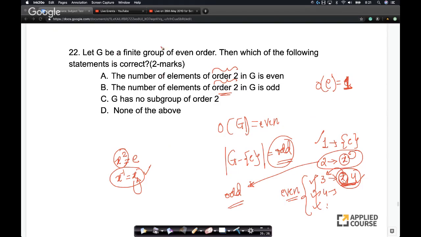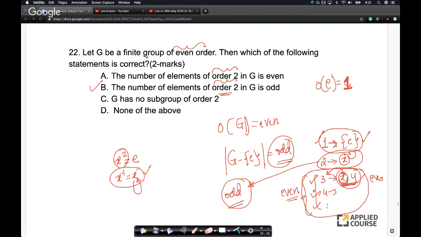Now, we have said that the group has even order. One element is already taken out because of the identity. All these elements, the number of elements here has to be even. If this is 1, this is even plus 1 plus an odd number, which is even, which means the number of elements of order 2 has to be odd.